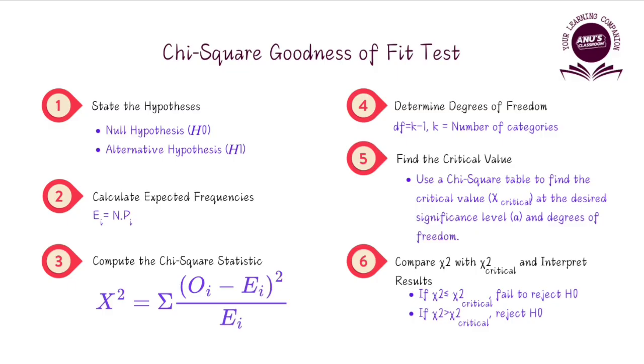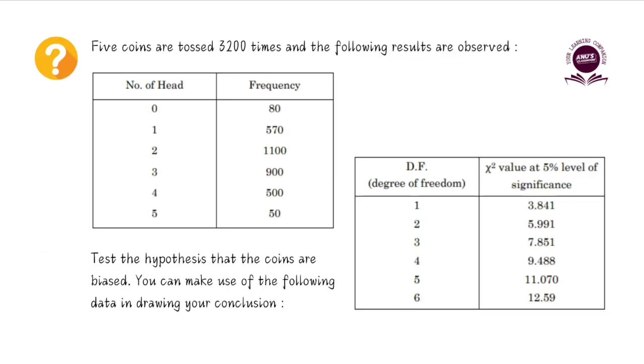Now let us take a numerical question and see how we can do this in practice. So this is the question which was asked. We are given the result of tossing 5 coins 3,200 times in a table like this. 80 times no head came, 570 times only one head came. So 5 coins are tossed together, and 80 times all the coins fell on tail. That is what is meant over here.